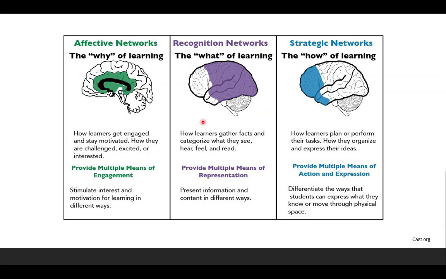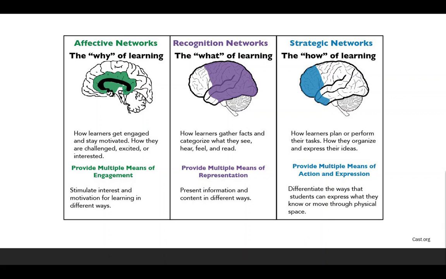I haven't read all the research on the brain science here. One thing to remember is our brain isn't actually sectioned off this cleanly. This is just a representation. Really, our brain works in a lot of different ways, but this seems to have some empirical support behind it. So what we do with universal design for learning is try to have multiple means of each of these: multiple means of engagement, multiple means of representation, and multiple means of action and expression.